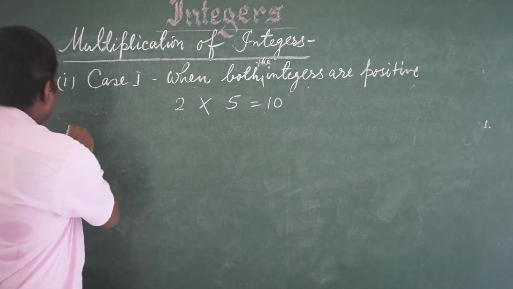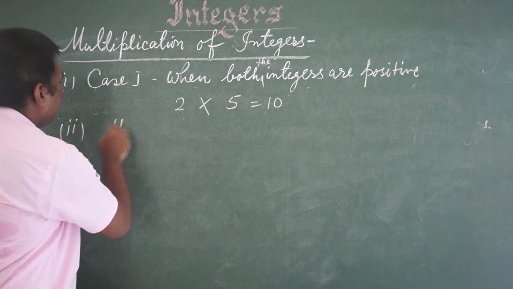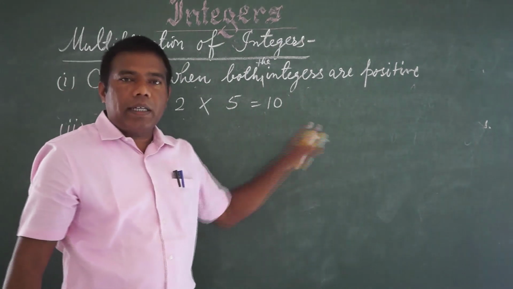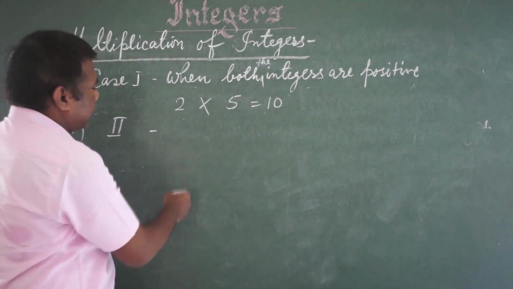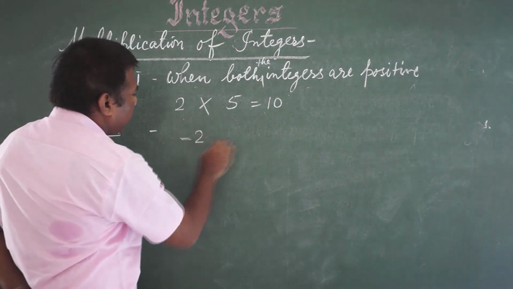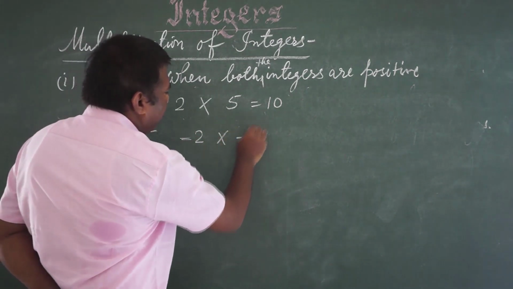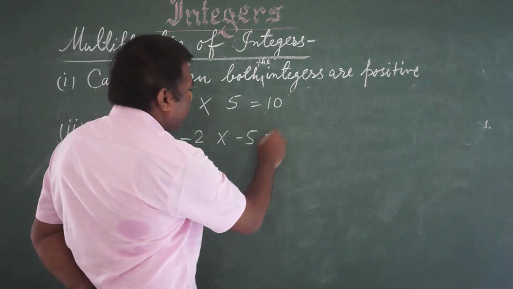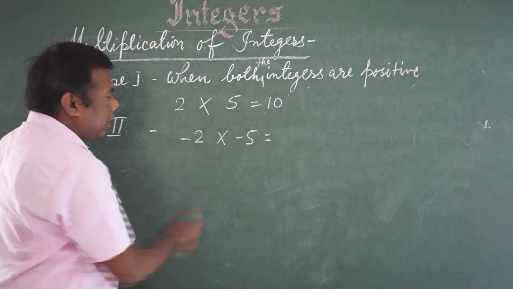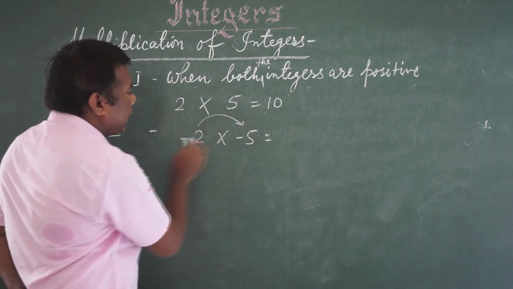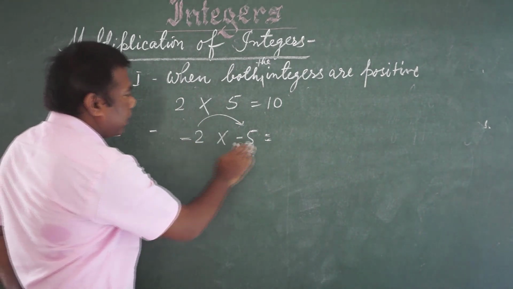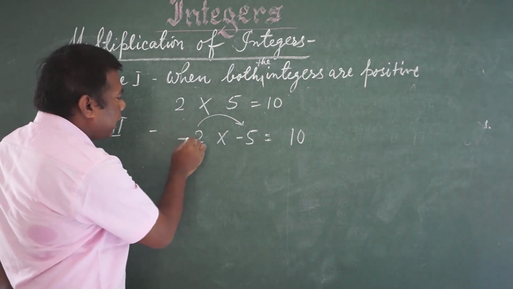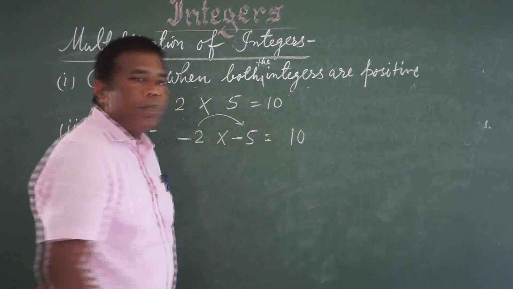Second case, where both the integers are negative. See the example, suppose minus 2 and minus 5 you have. You need to multiply these. In this case also, if you are multiplying both the numbers, don't look at their signs, just multiply. 2 times 5 is 10 and the sign will be positive because minus into minus is equal to plus.